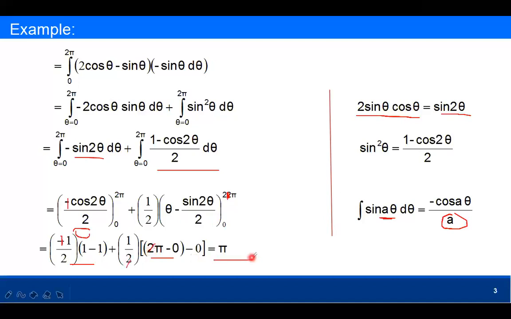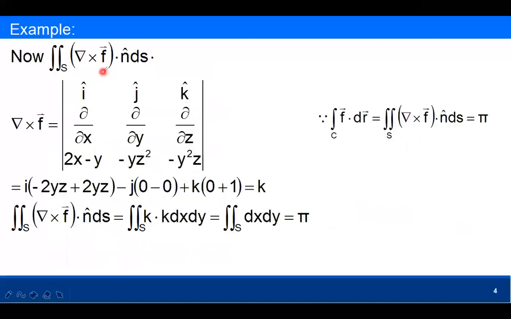Now calculate the double integral of del cross f dot n ds. For this, first of all, you have to calculate del cross f. So del cross f is equal to the 3 by 3 determinant of i, j, k, dou by dou x, dou by dou y, dou by dou z, f1, f2, f3. Here f1 is 2x minus y, f2 is minus yz square, and f3 is minus y square z. Now find the determinant of this.